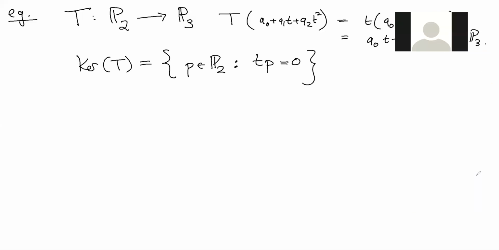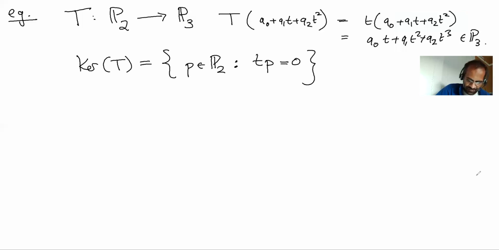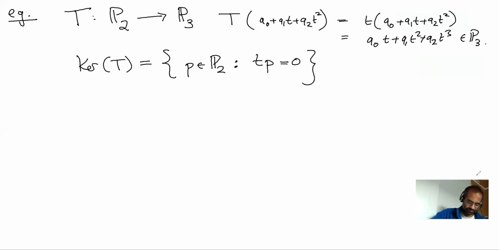Yeah. So which polynomials have the property that when you multiply them by t, you get 0? Only 0, right? Any non-zero polynomial multiplied by t, you're not going to get 0. So the kernel is 0. So this is 1 to 1.